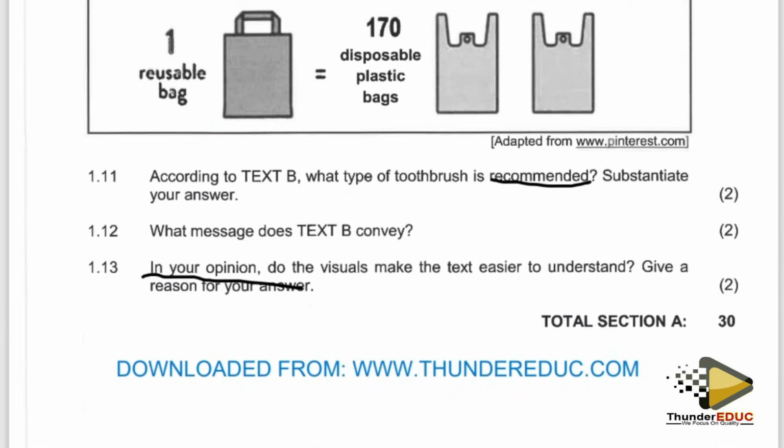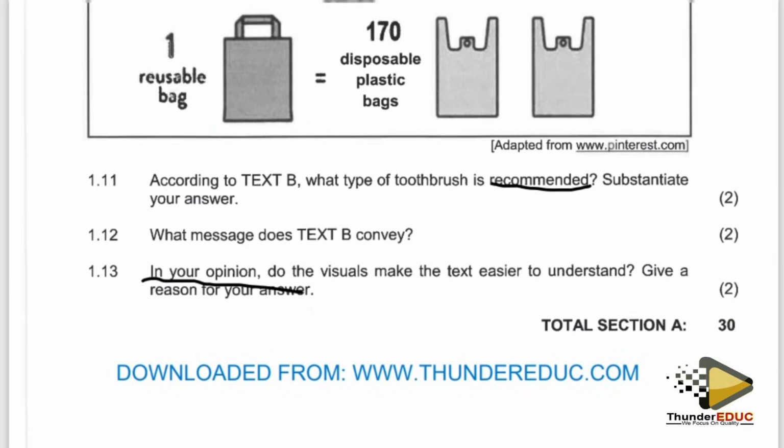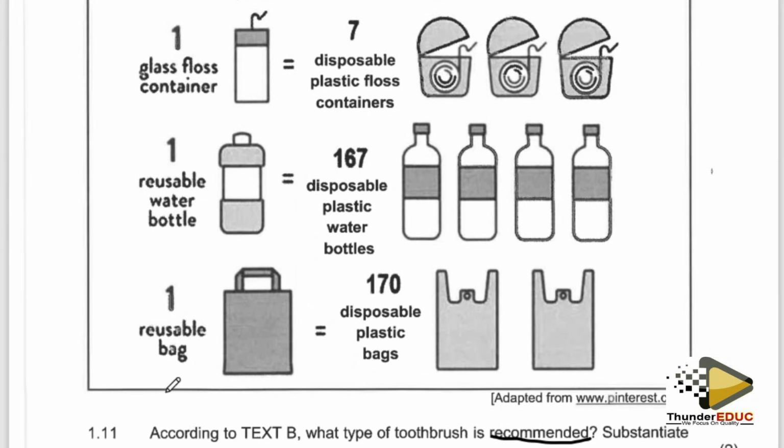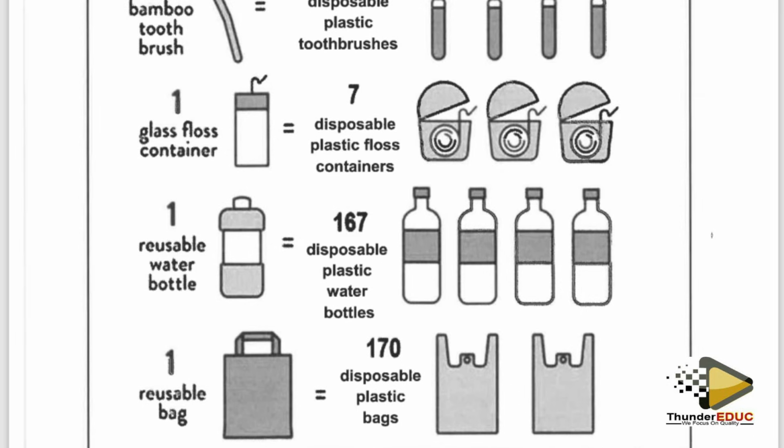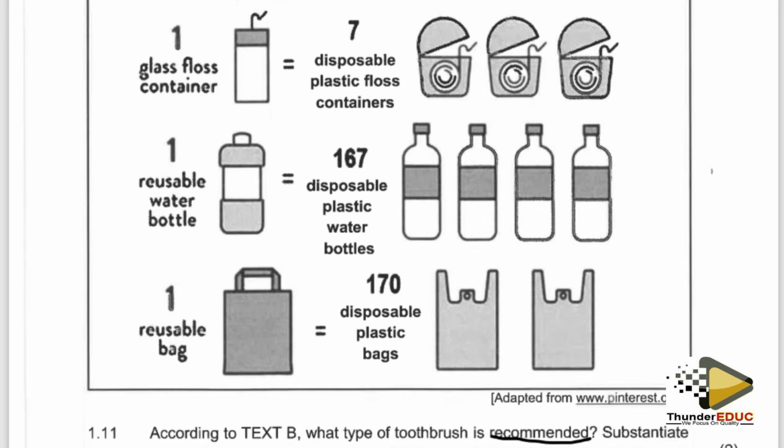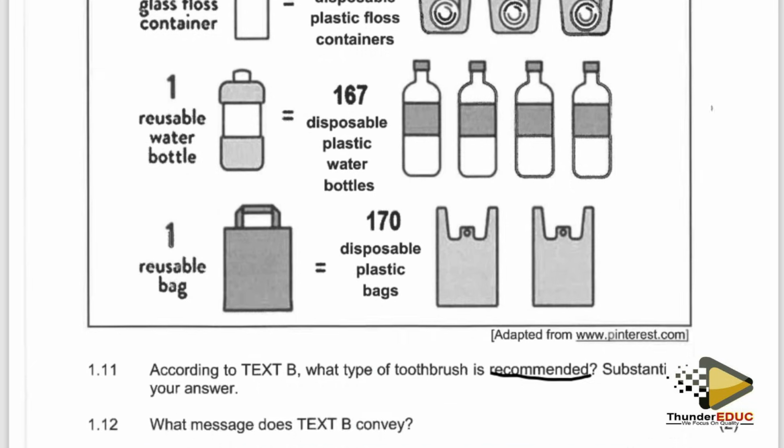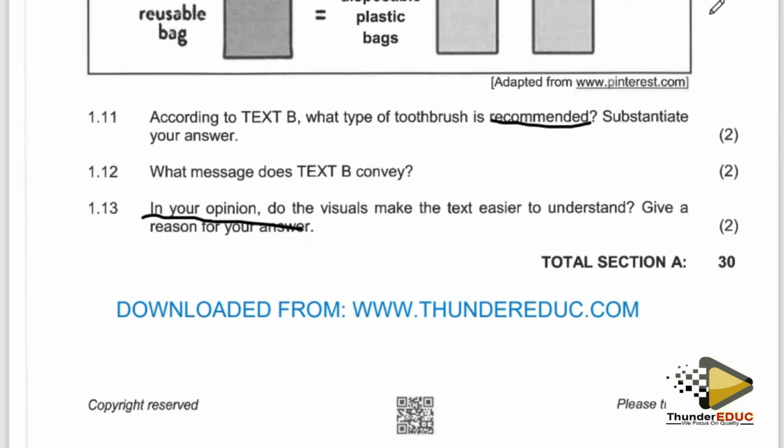does make it easier to understand because it gave us the equivalent of things that we use. In a month, I'm sure we use more than 7 disposable plastic floss containers. We use more than 167 disposable plastic water bottles, and it's in a month, 30 days or 31 days. So this becomes a summary of the effects of using materials or things that pollute the environment and that cause the global warming effects to go higher.